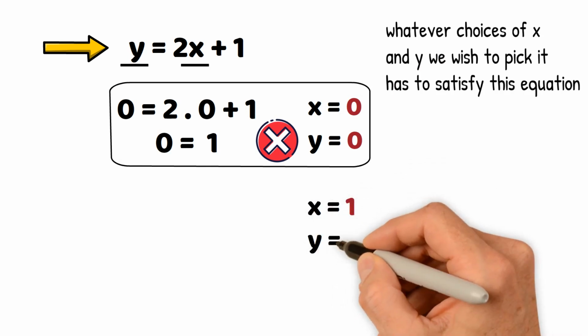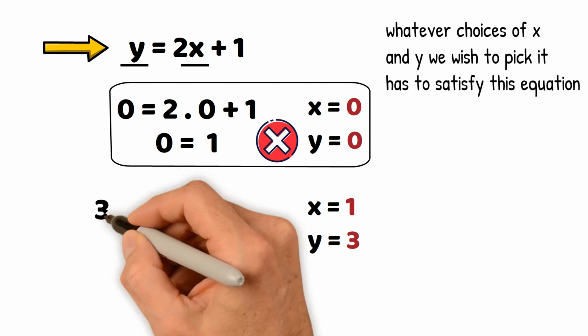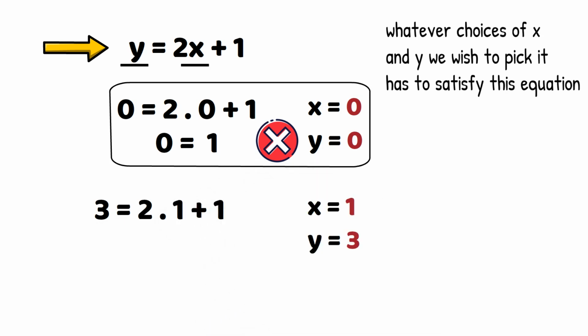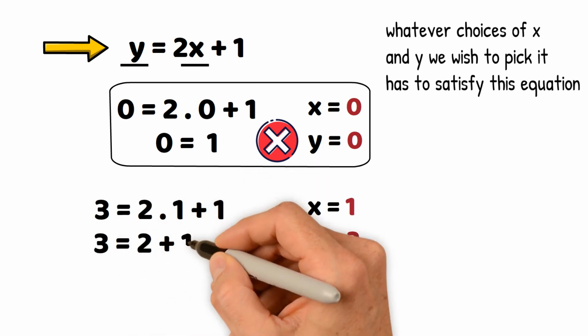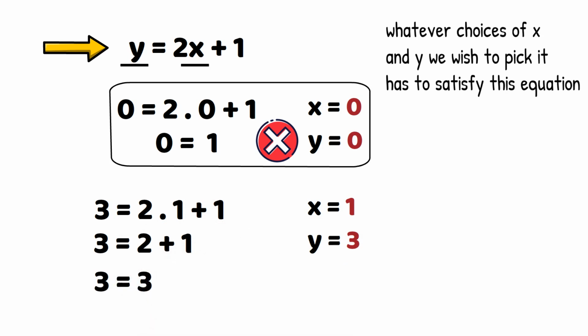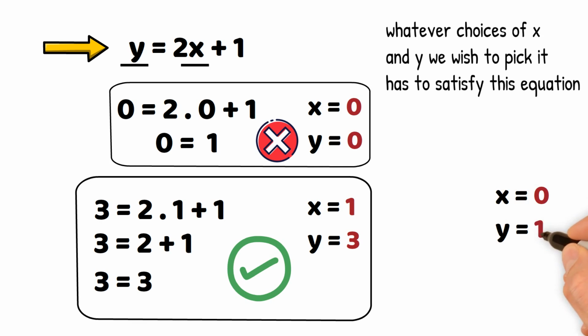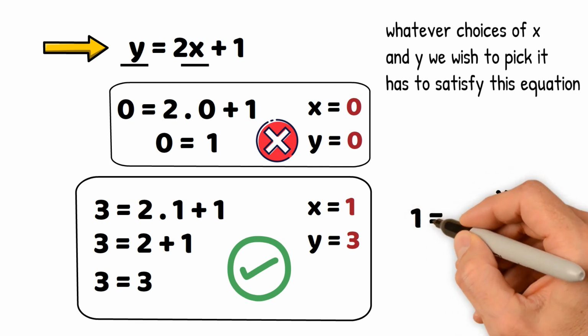However, x equals 1 and y equals 3 would be an allowable choice for such variables, because when we substitute into the equation y equals 2x plus 1, and we put a 1 instead of the x and a 3 instead of the y, we get 3 equals 2 times 1 plus 1, which is also 3, and that's true. x being 0 and y being 1 is another such allowable choice, as plugging that in, we get 1 equals 1.